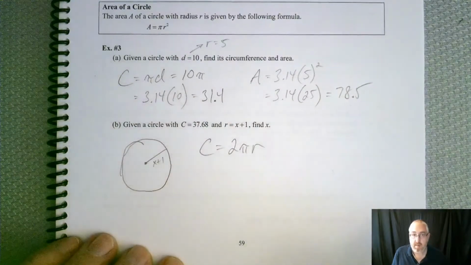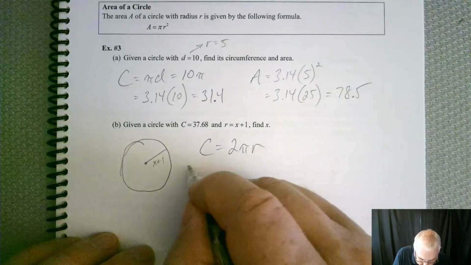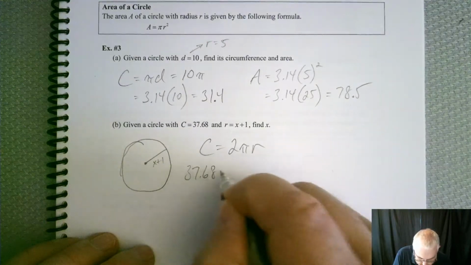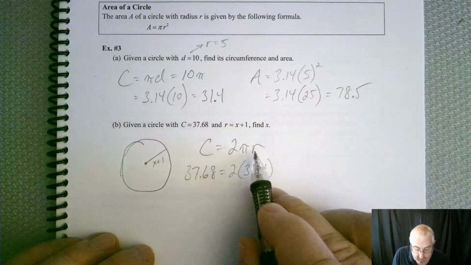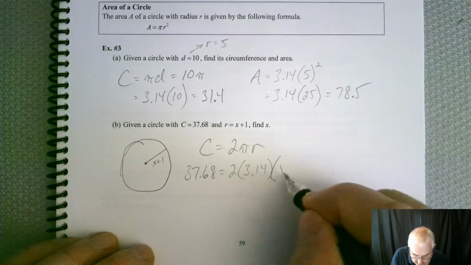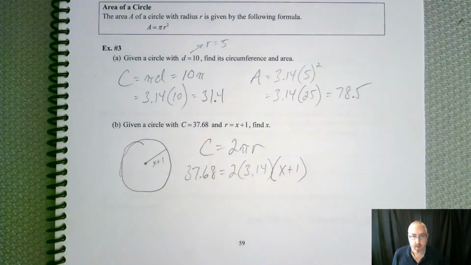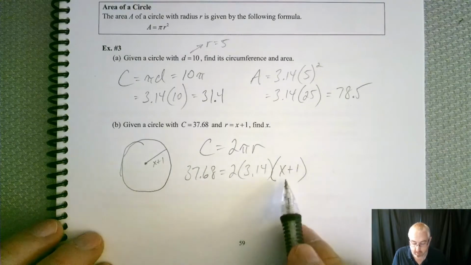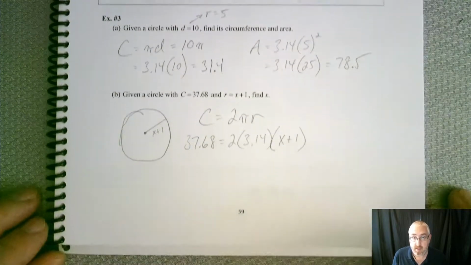So we know that's our formula. C equals 2 pi r. So let's replace what we know. We know the circumference is 37.68, so we can get rid of the C. We know pi is equal to 3.14. And we know r is equal to x plus 1. Now, we want to be careful with that, so let's put x plus 1 in parentheses, because it's a single quantity. So now we have an equation that only has one variable in it. So now we just have to solve this.